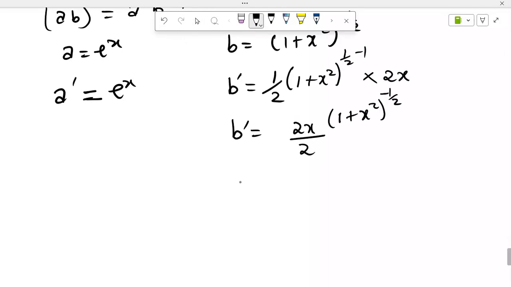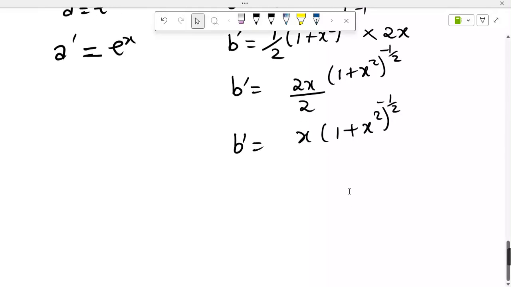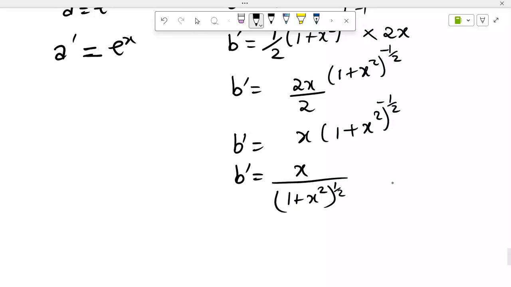Okay, so b prime equals, the 2 cancels, so you have x times (1 plus x squared) to the power negative half. Those who revise indices will agree that this is the same as x over (1 plus x squared) to the power half, which is the same as x over the root of 1 plus x squared. Okay, so this is our b prime.